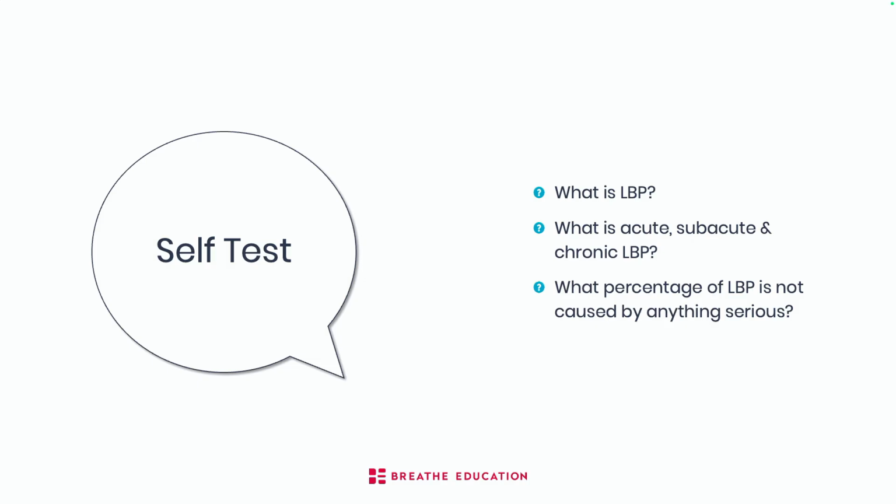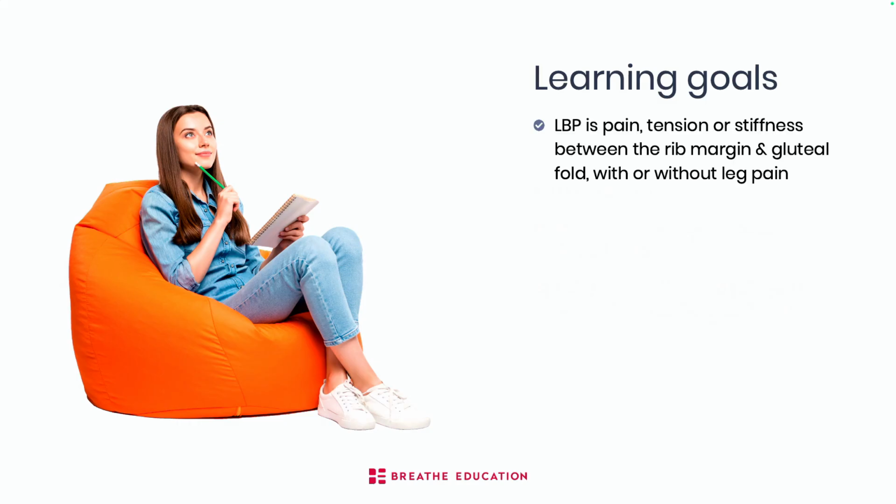What percentage of low back pain is not caused by anything serious? The answer is 85%. Okay, we saw that low back pain is pain, tension or stiffness between the rib margin and the inferior gluteal fold with or without leg pain. Now we're going to think about sciatica. And there's a little bit of anatomy here. So sciatica is leg pain from a nerve root in the low back.